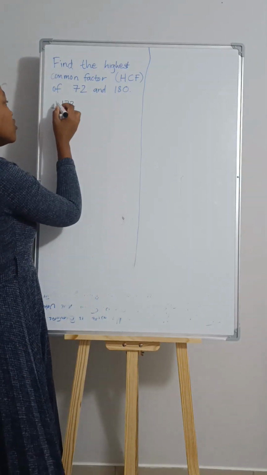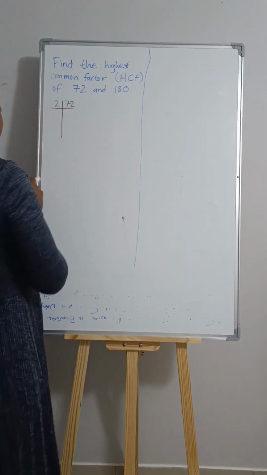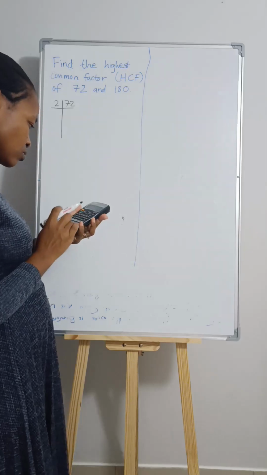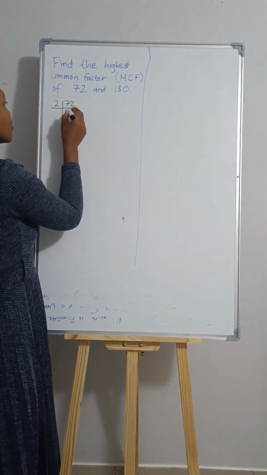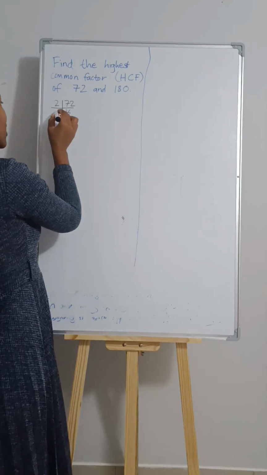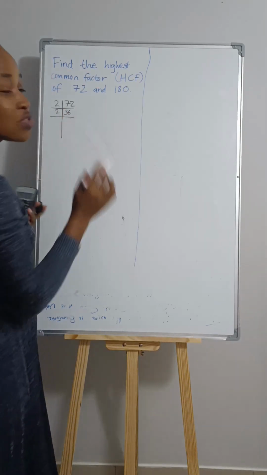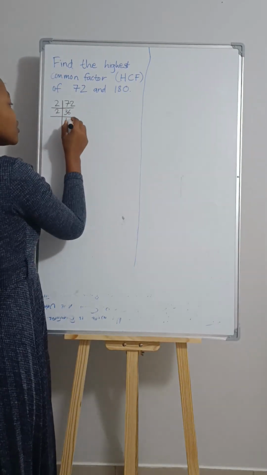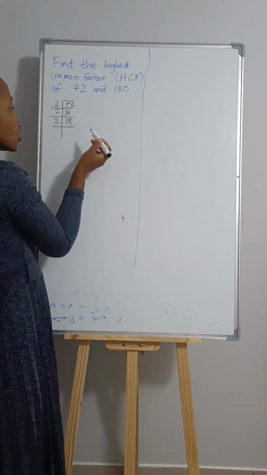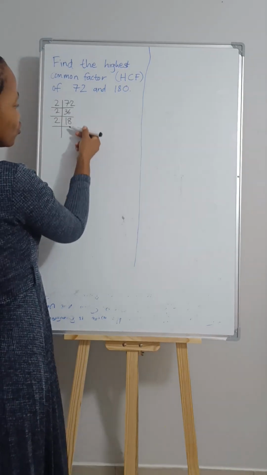So we divide this by 2. The 72 divided by 2, what does that give us? That's 36. And then you say, can 2 still go into 36? Yes. Then you put 2. So now 2 into 36 gives us 18, right? And then you keep going until the 2 can no longer go into whatever number you've got here.